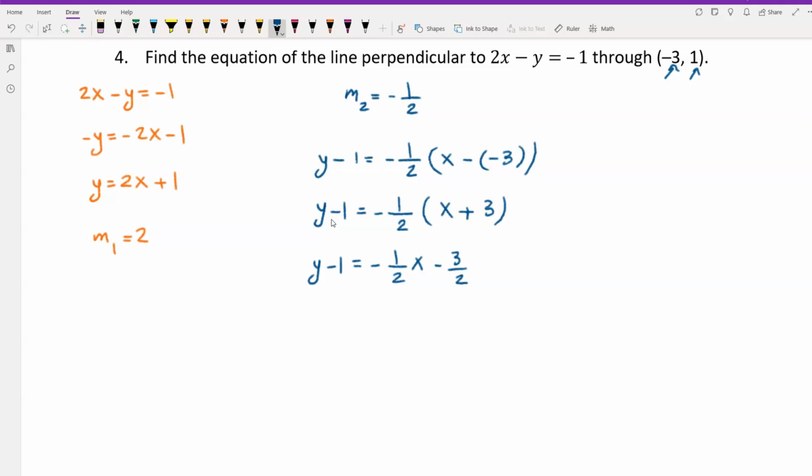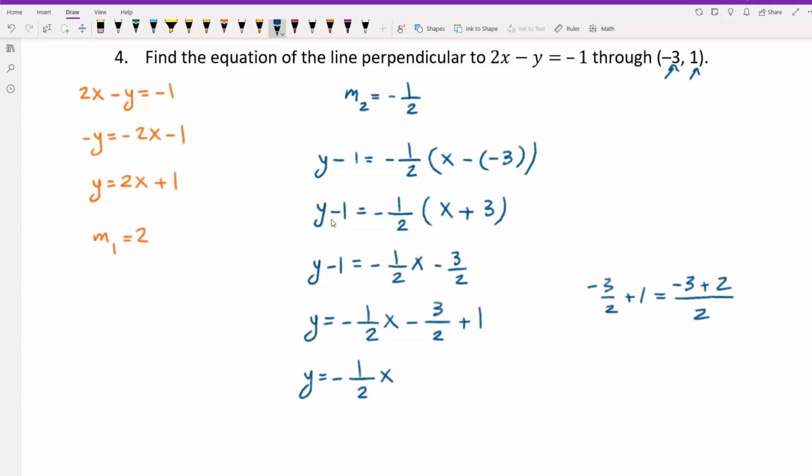Isolate y. So add 1 to both sides. Y is equal to negative 1 over 2 times x minus 3 over 2 plus 1. So y is equal to negative 1 over 2 times x. Here we have negative 3 over 2 plus 1. So that is negative 3 plus 2, so that is negative 1 over 2. So here we have negative 1 over 2, and this is our equation.